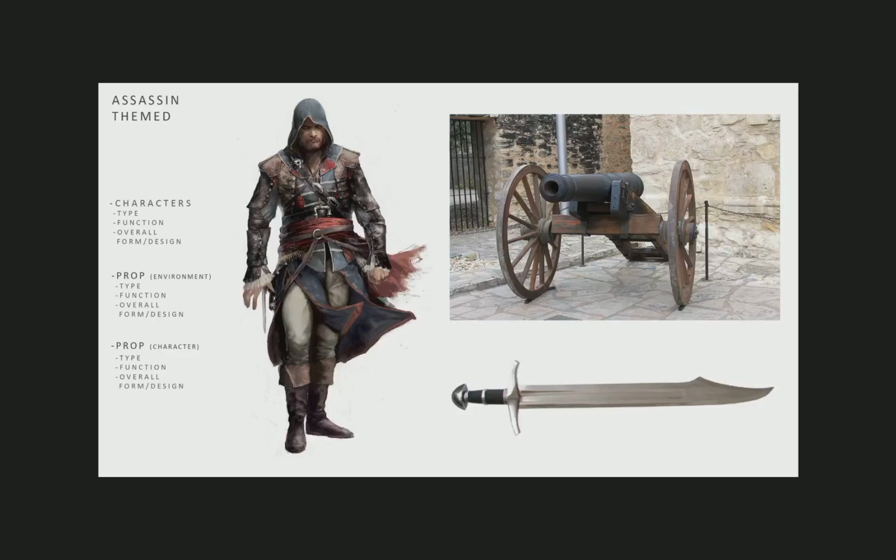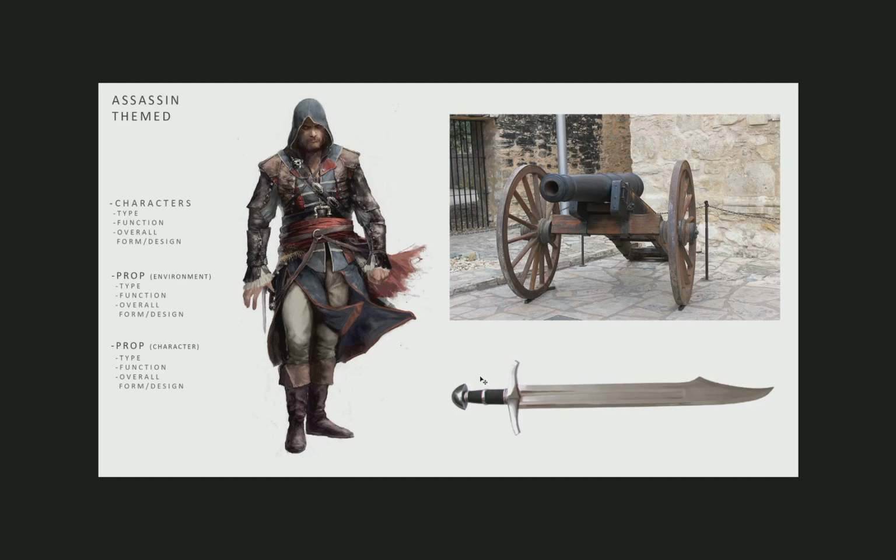So here I have a reference sheet that's going to be basically what I'm going to be designing today. The theme is assassins, and I'm going to be showing you guys how I'm going to go about redesigning a character, an environmental prop, and last but not least, a prop that the character would be utilizing.